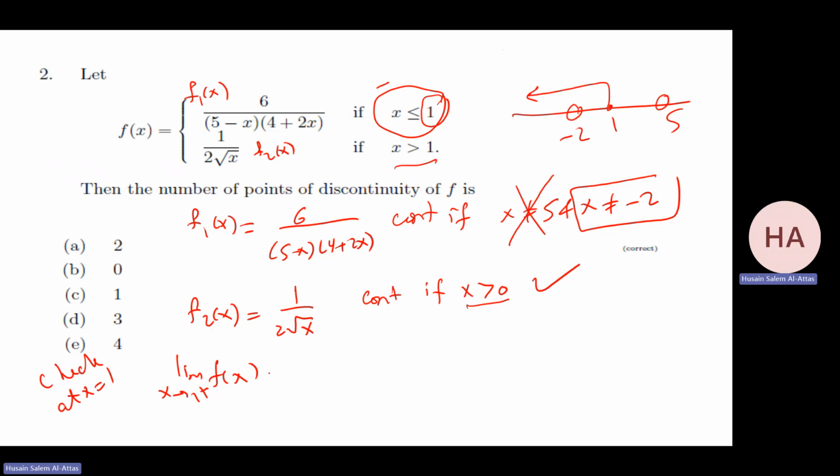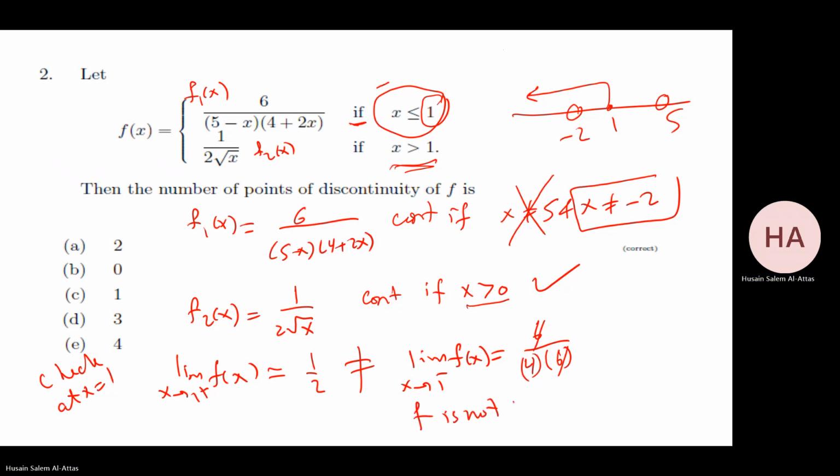Now check at 1. This one will be what? Right, I'm here. It will be 1/2. What about limit as x goes to 1 from left? I will be here. It will be what? 6/4, 4 plus 2, which is 6. This is cancelled. So 1/4, they are not equal. So f is not continuous at x equal -2 and at x equal 1. So I have 2 points of discontinuity.